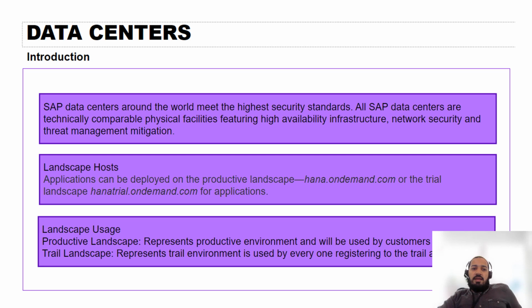SAP data centers around the world meet the highest security standards. All SAP data centers are technically comparable, with physical facilities featuring high availability infrastructure, network security, and threat management mitigation. Landscape hosts where our application can be deployed on the productive landscape. HANA on demand is a trial landscape that can be used. The productive landscape represents a production environment and can be used by the customer, whereas the trial landscape is just for the representation of trial registered users.